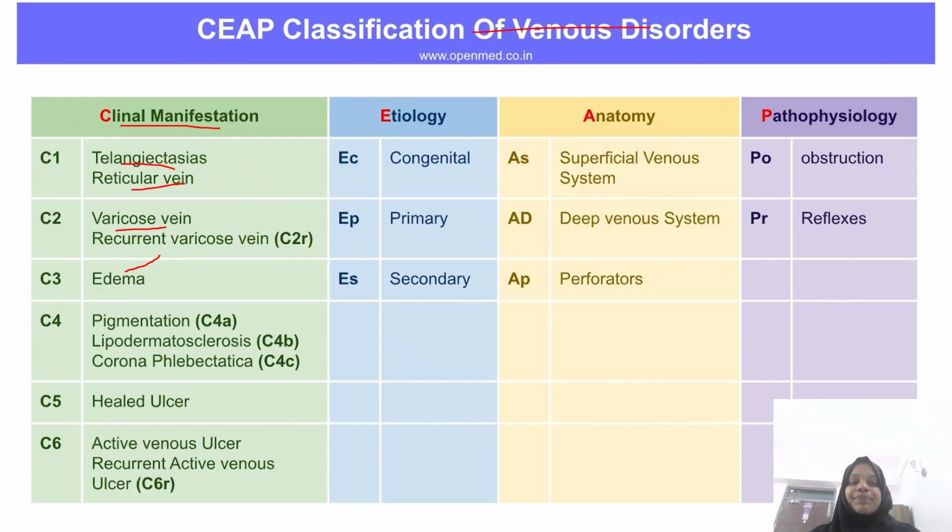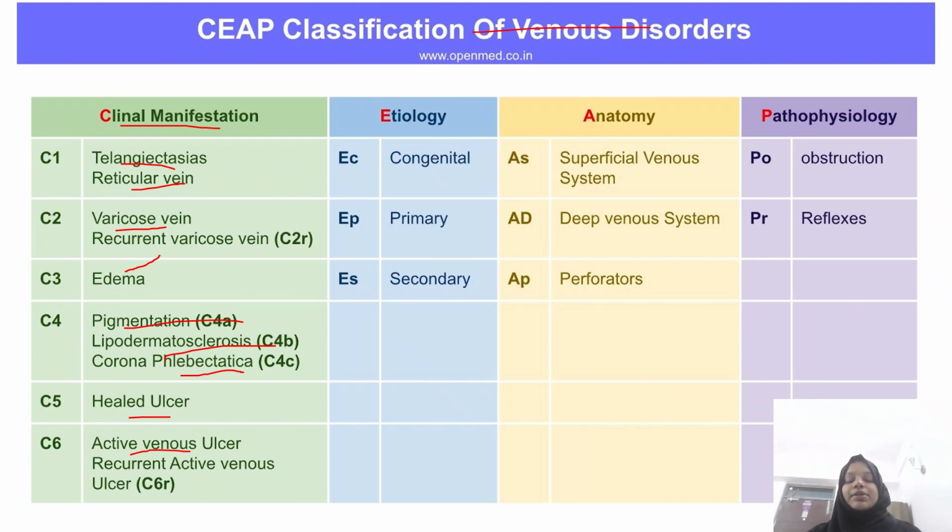C3 means edema. C4A is pigmentation. C4B is lipodermatosclerosis. That is something that we have seen in this patient, right? And corona phlebectatica, that is C4C, that is the discoloration again. And C5 is healed ulcer, C6 is active venous ulcer.